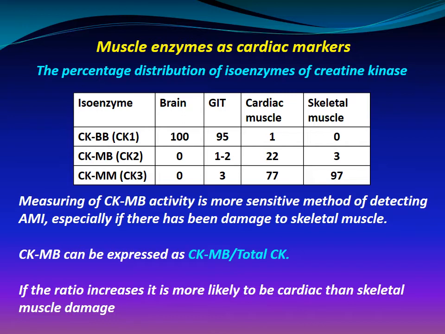CKMB is present in highest percentage in the brain and GIT, 100% and 95% respectively. CKMB is present in highest percentage in the cardiac muscle, approximately 22%. CKMM is present in higher percentage in the skeletal muscle and cardiac muscle, 97% and 77% respectively. Measuring CKMB activity is a more sensitive method of detecting acute myocardial infarction, especially if there has been damage to the skeletal muscle.